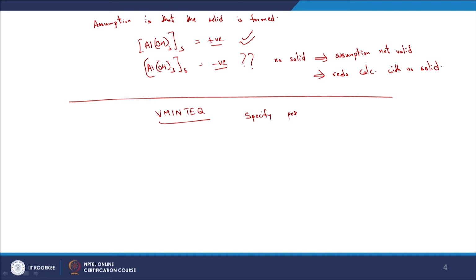Specify, I believe, possible solid species in VMinTech, right. So VMinTech obviously cuts down on your time. So what do you need? Obviously you need to give the x total, y total and b total, let us say, right, and then specify solid species or possible solid species.